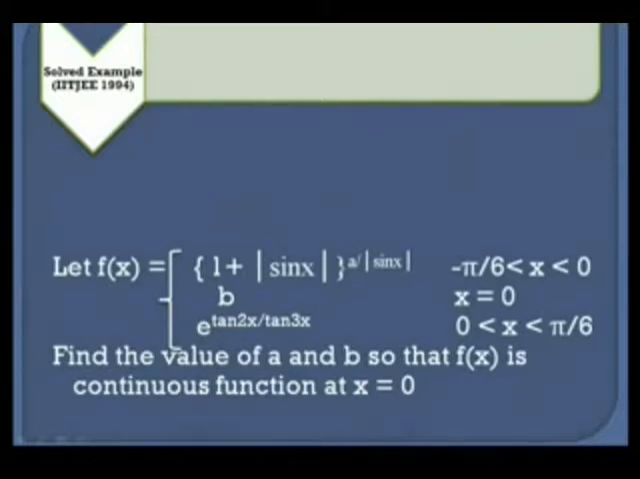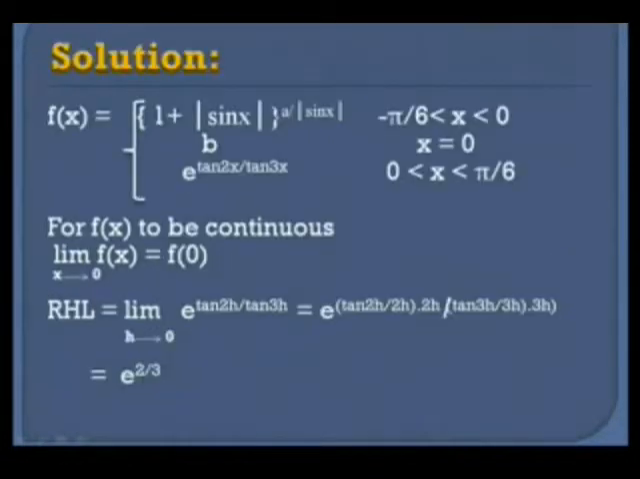So in this problem we have been given f(x), and we have to find the values of a and b so that f(x) is a continuous function at the point x equal to 0. So given that f(x) is equal to (1 + |sin x|)^(a/|sin x|) when x lies between -π/6 and 0, is equal to b when x is equal to 0, and is equal to e^(tan 2x / tan 3x) when x lies between 0 and π/6. Now we have to find the values of a and b so that f(x) is a continuous function. Now for a continuous function, the limit of f(x) when x tends to 0 is equal to f(0).